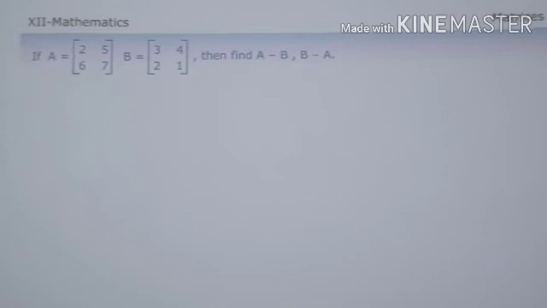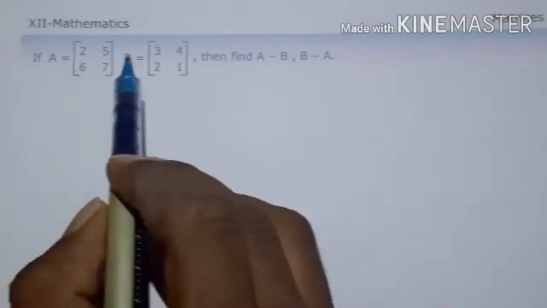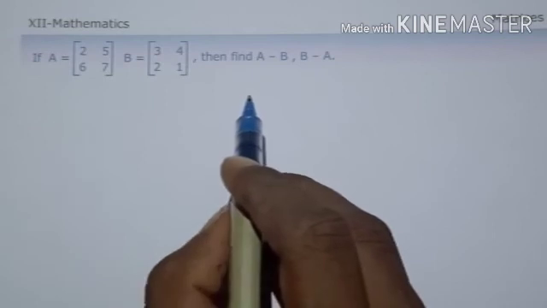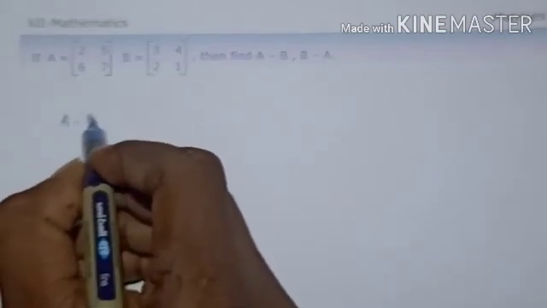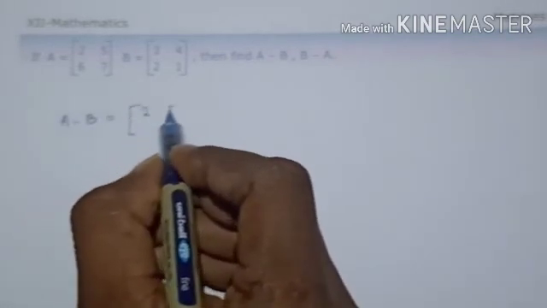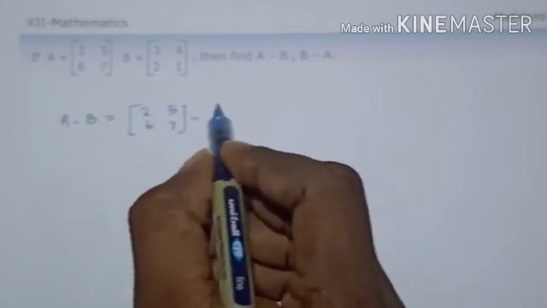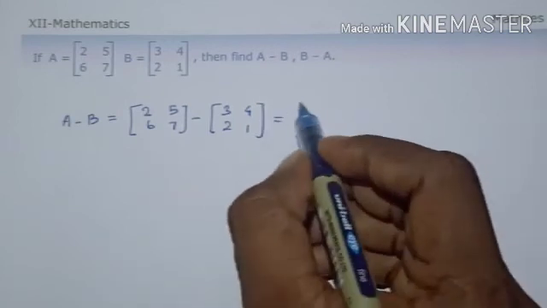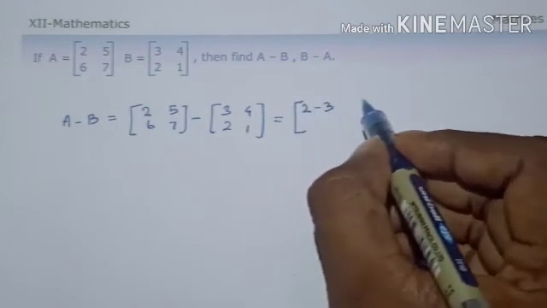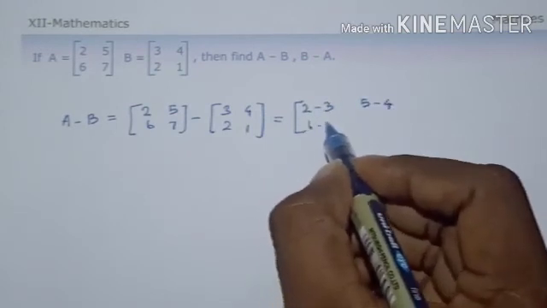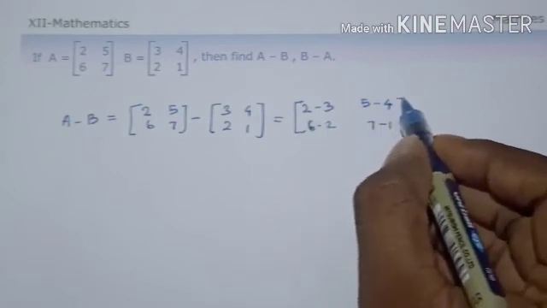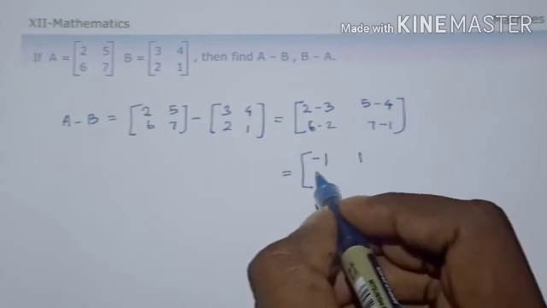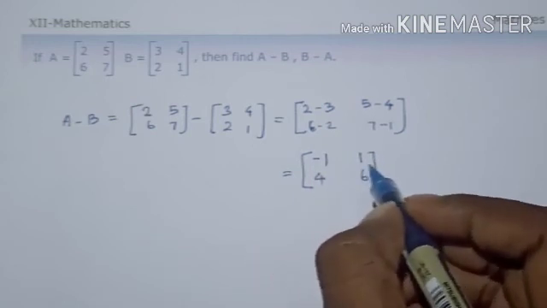Now we will see another example. If A is equal to 2 5 6 7, B is equal to 3 4 2 1, then find A minus B and B minus A. It's very simple. Now we will do A minus B, which is equal to 2 5 6 7 minus 3 4 2 1. So now we can subtract the corresponding elements: 2 minus 3, 5 minus 4, 6 minus 2, 7 minus 1. So now you will get 2 minus 3 is minus 1, 5 minus 4 is 1, 6 minus 2 is 4, 7 minus 1 is 6. This is A minus B.